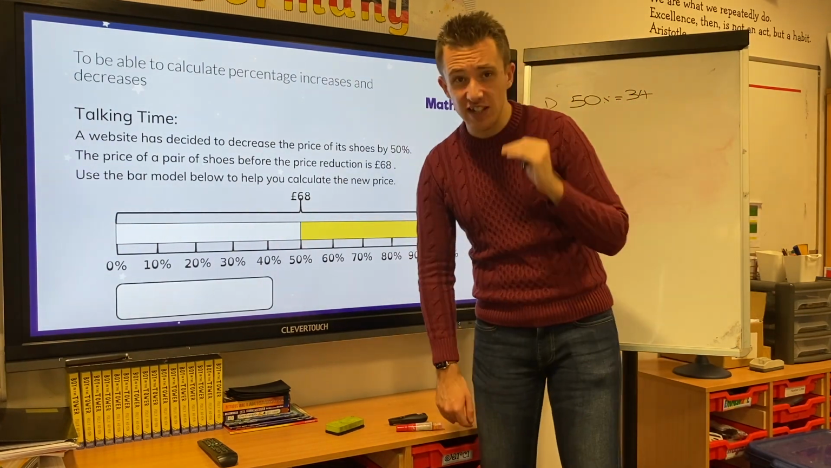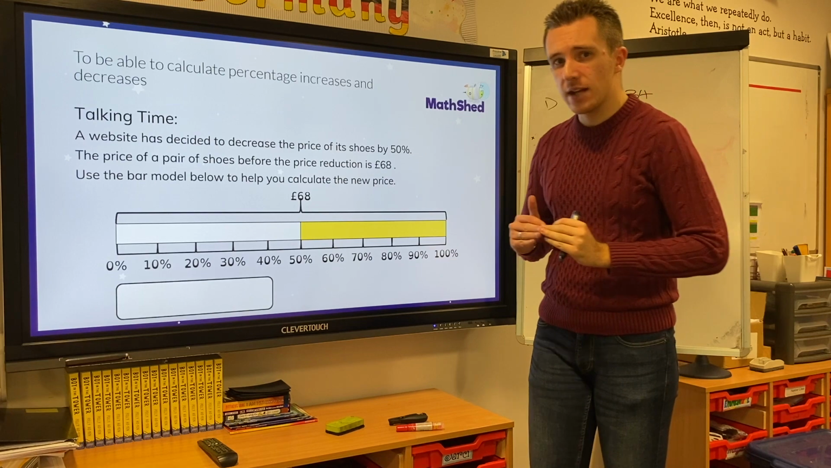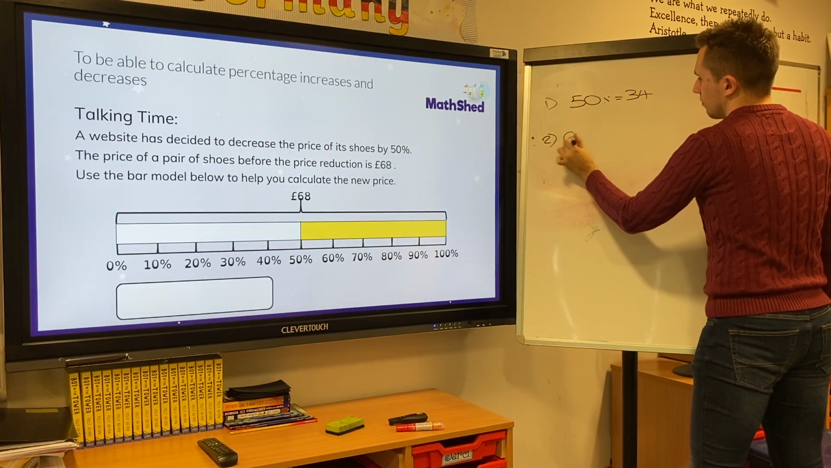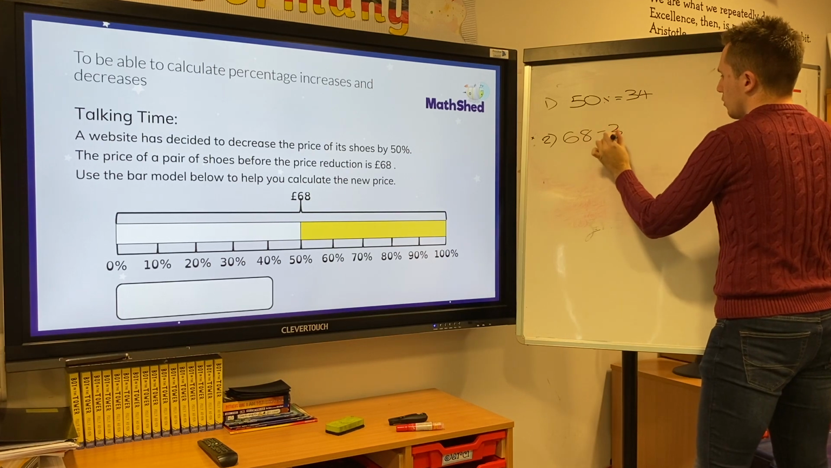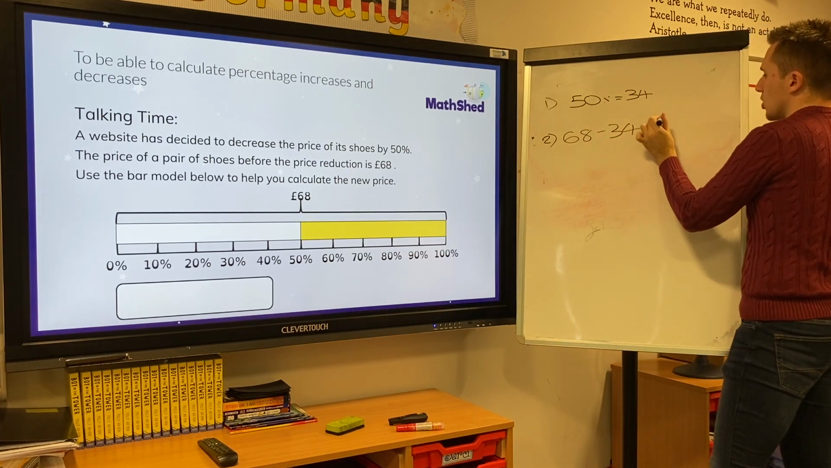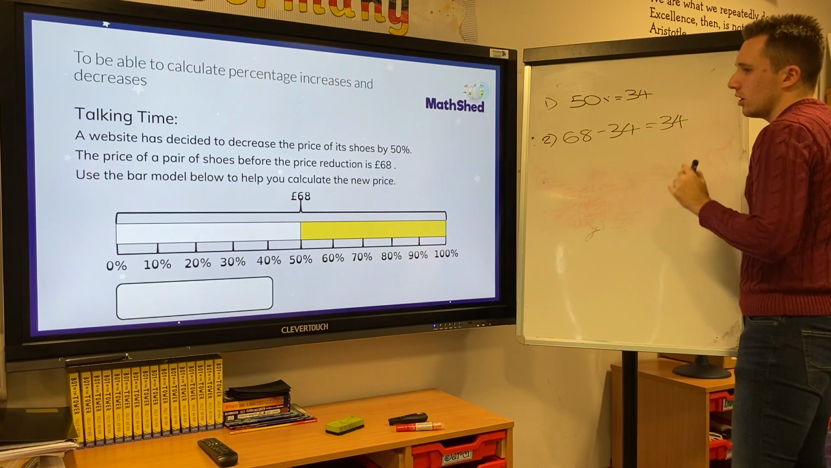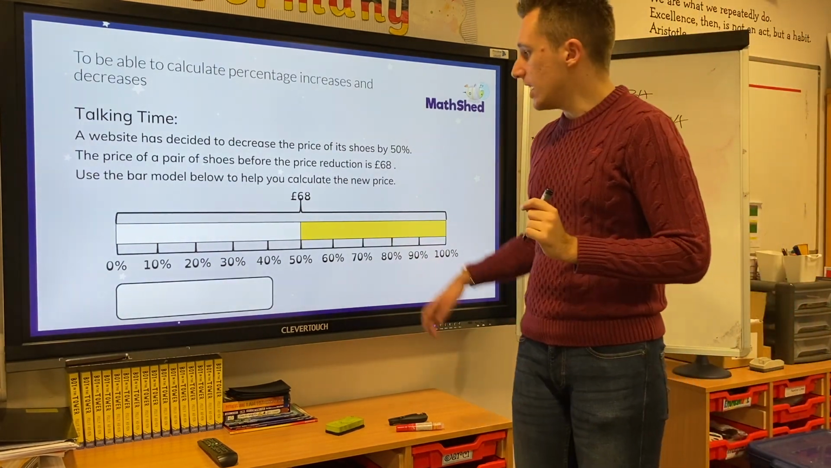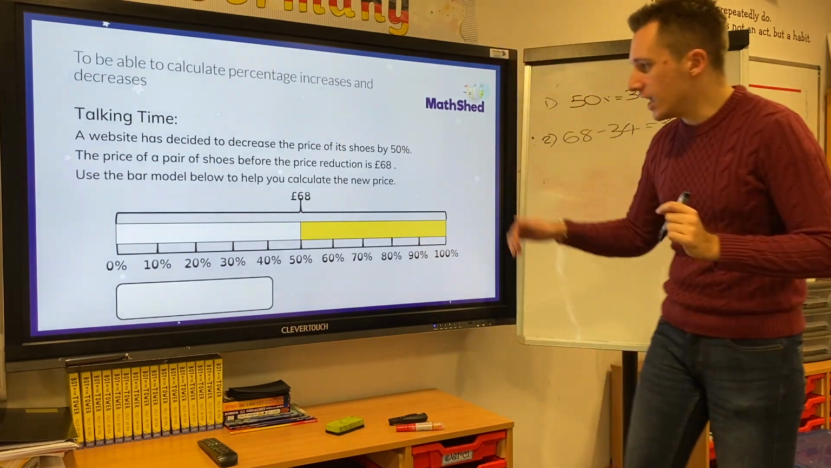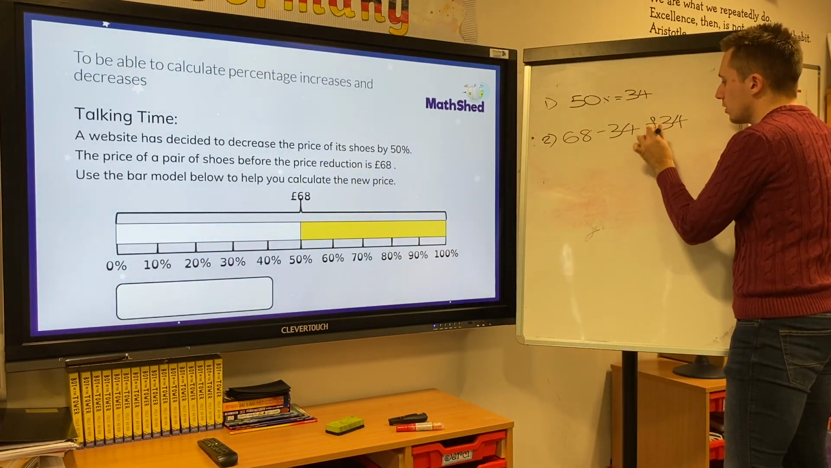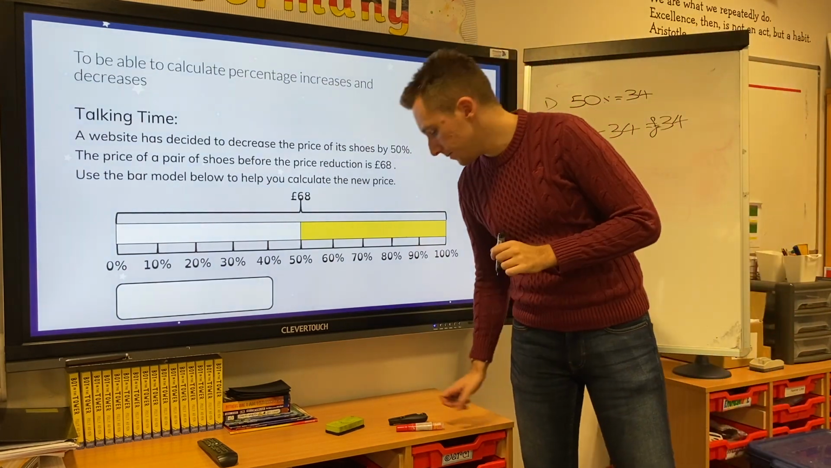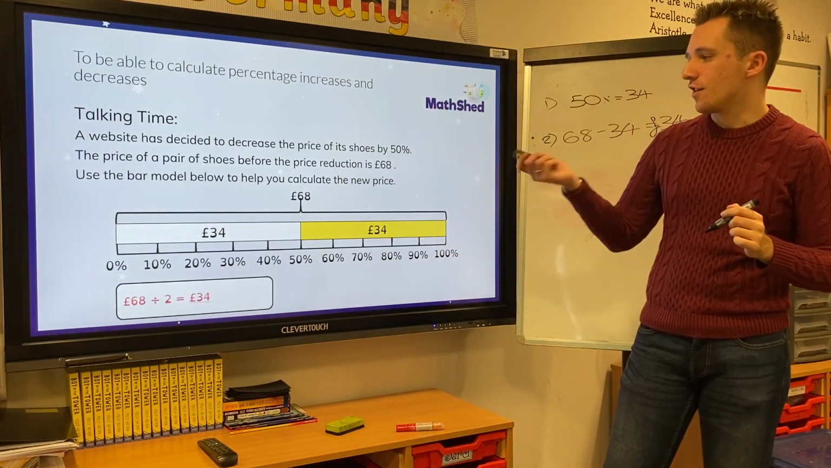This time it is a decrease, so we are going to take it away. We do 68, take away 34, which equals 34. Important bit, put your unit of measure on. It's not 34 bananas, it's 34 pounds. So your answer has to have the unit of measure on it, like so.